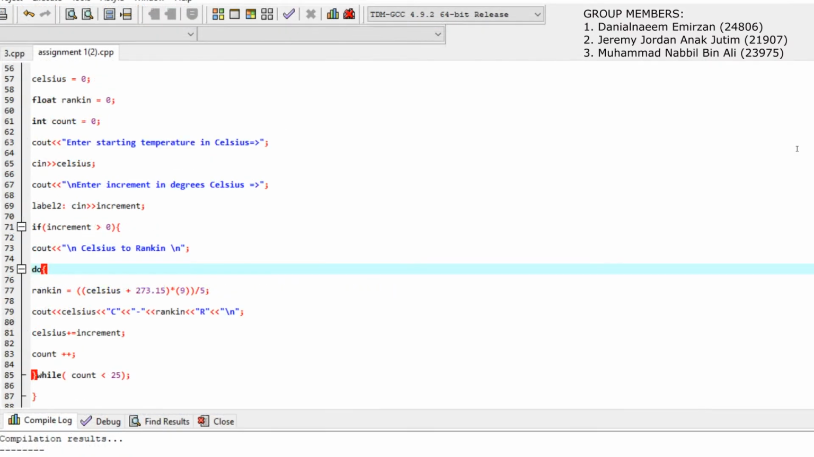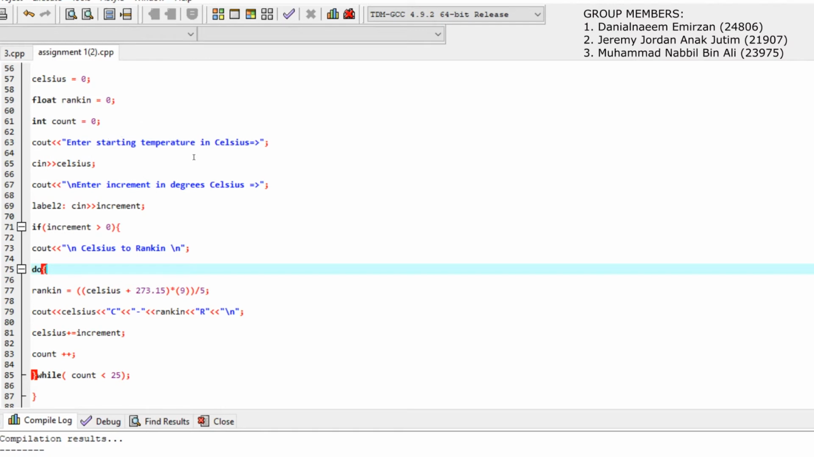For C, we need to write a program to generate a table of conversion from Celsius to Rankine. So for this question, we need to use a do while loop in this solution. Okay, first we need to state a constant, which is Celsius equal to 0, and declare the variable which is Rankine and put it in float, while for count we use initial.